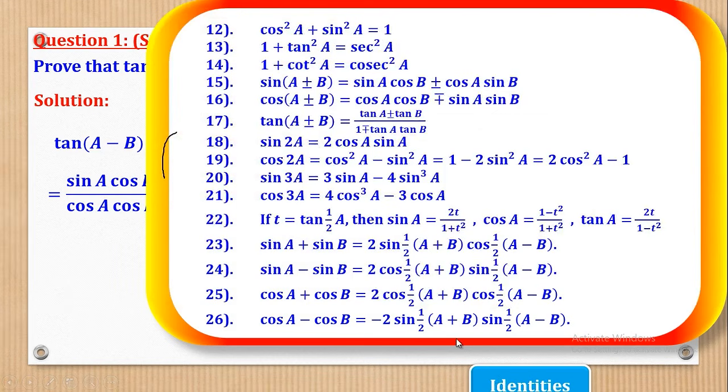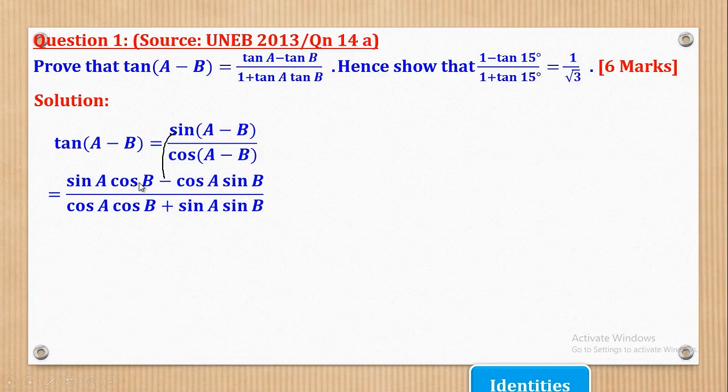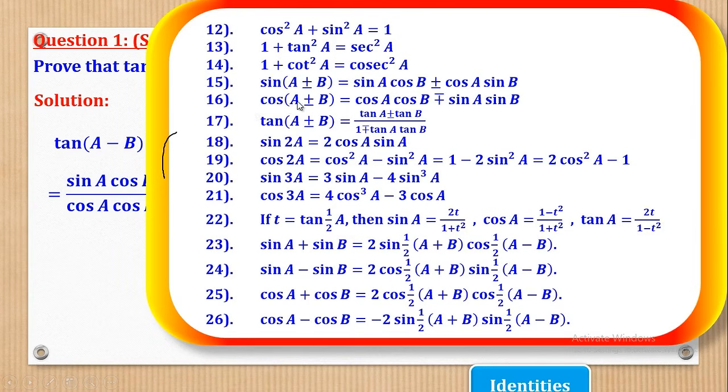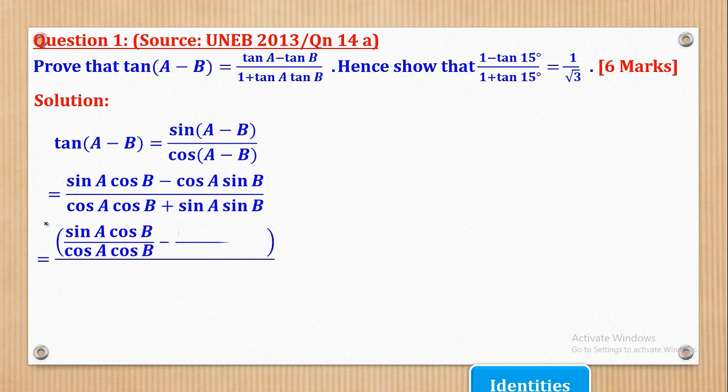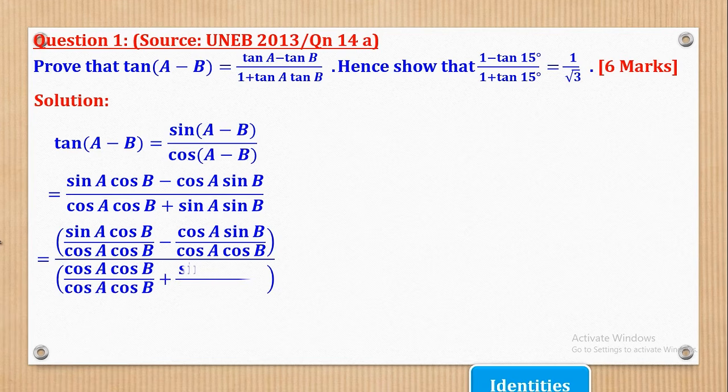From there, remember that this can be expanded using these trig identities, because sin(A - B) is equal to sin A cos B minus cos A sin B. So that is what we write here: sin A cos B minus cos A sin B. And cos(A - B) is cos A cos B plus sin A sin B. So we come here and write cos A cos B plus sin A sin B. Then the next step is to divide throughout by cos A cos B. So when I divide throughout by cos A cos B, this one gives me this, and this gives me that.